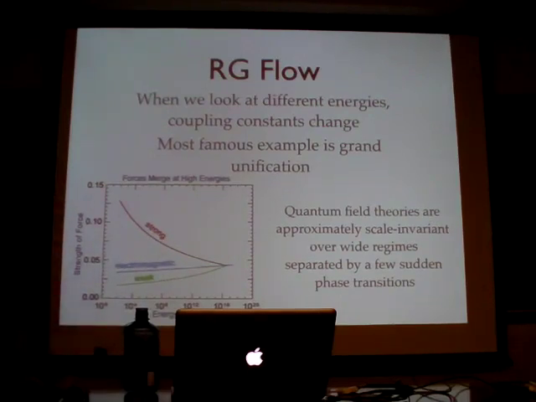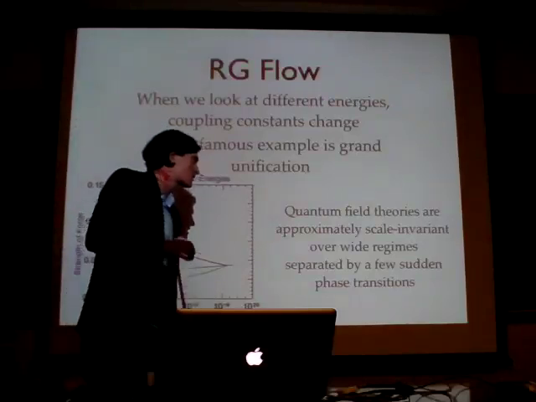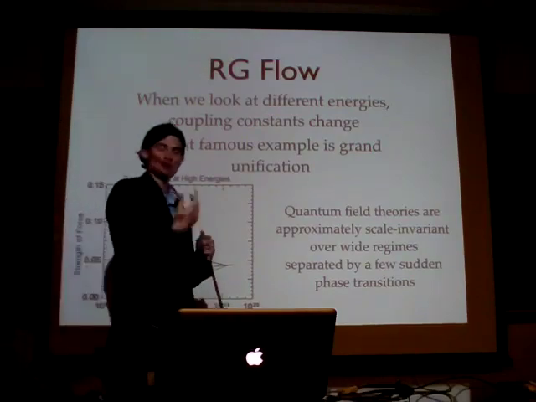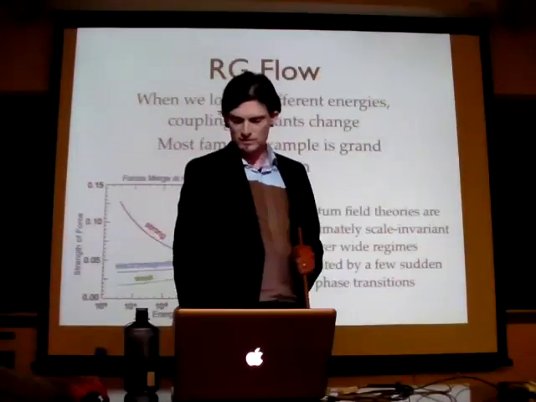The most famous example of this is grand unification. The strengths of forces at the energies we see them are different. In the standard model, as you go up in energies, they change and they all come together. But in some ways, the most impressive thing is how little they change. This plot is over about 6 orders of magnitude in energy, and the couplings are changing by fairly small amounts. So quantum field theories tend to be approximately scale invariant over wide regimes. There are few boundaries over which the description of the theory changes quite suddenly, and there is a large distance between these boundaries.